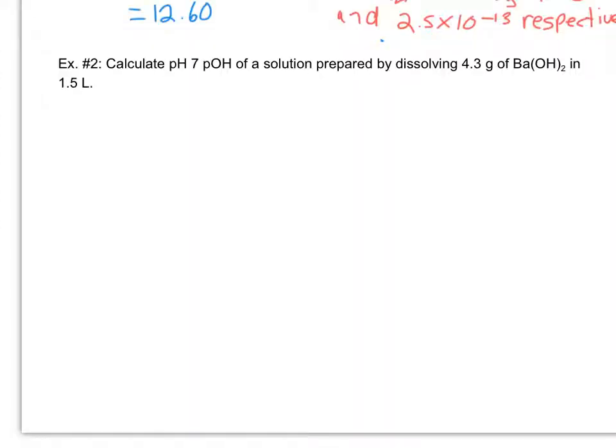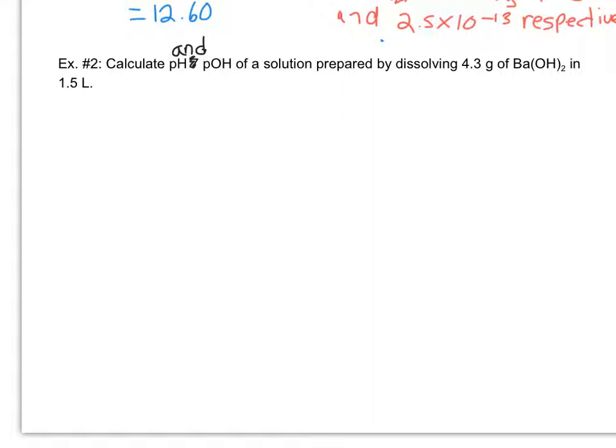So in our next example, it says calculate pH and then a 7. So you need to scratch this out and turn it into an and. So we're looking at the pH and the pOH of a solution that's prepared by dissolving 4.3 grams of barium hydroxide in 1.5 liters.